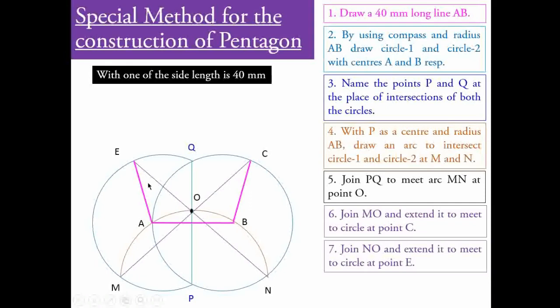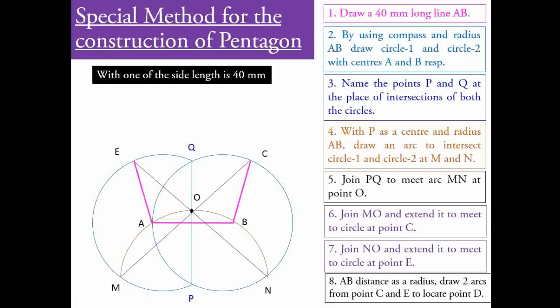Now the next step will be the last step. By considering the AB distance as a radius, draw two arcs from points C and E to locate point D. Now presently you can observe the 4 points of the pentagonal structure. For a pentagonal structure there will be 5 points. Out of that, 4 points have been represented here. Now the fifth point we have to represent.